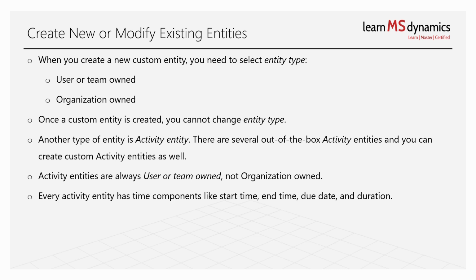And every activity entity has different time components like start time, end time, due date for completing that particular activity, and duration explaining how much time is spent on executing that particular activity. And you can associate actions with other entities using these activity entities.